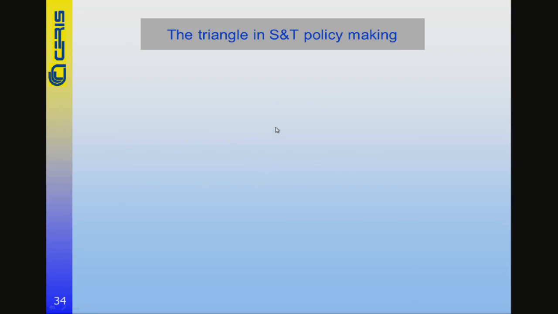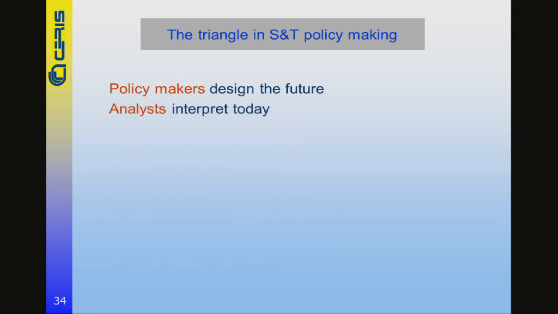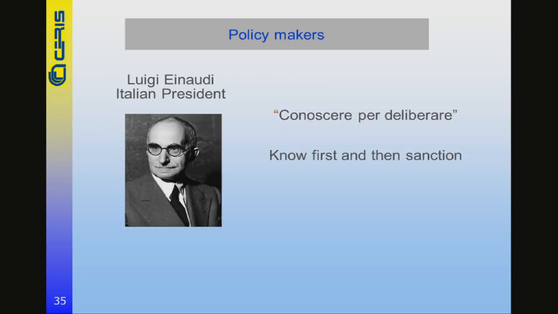This is a triangle in science policy making. Now, I'm going to the SPRU nature of this institution, saying that we have policymakers that, in principle, design the future, analysts who interpret today, and we have data producers that just measure the past. The Frascati Manual usually comes after a couple of years, after the year when the expense or the people were involved.